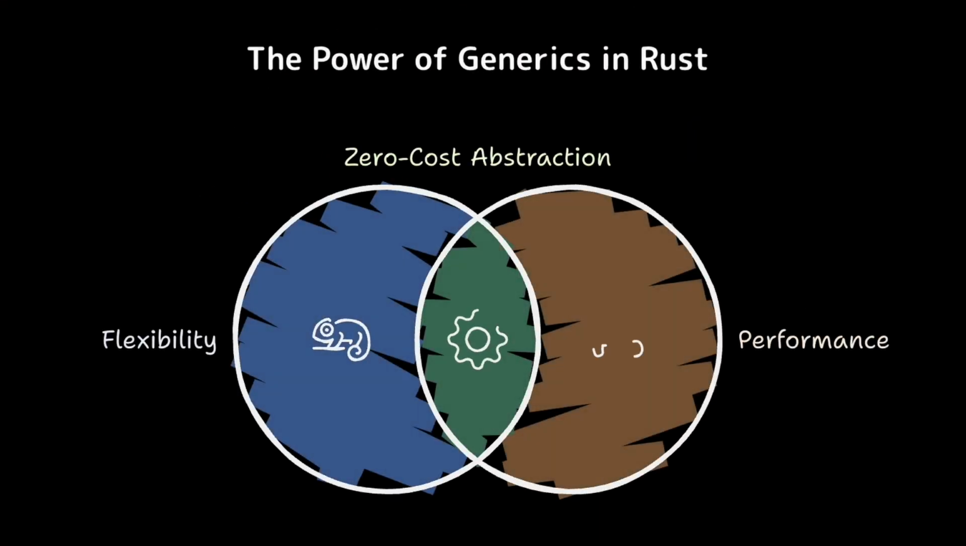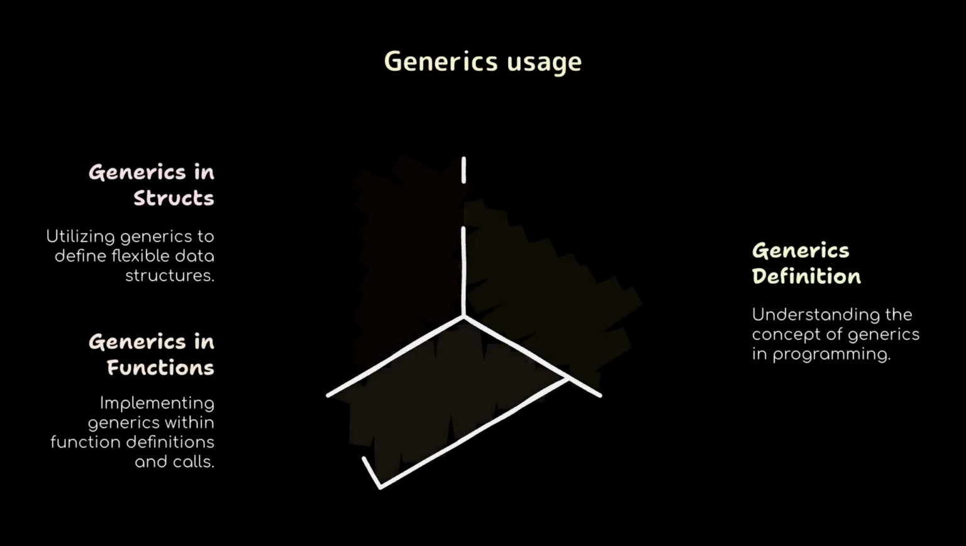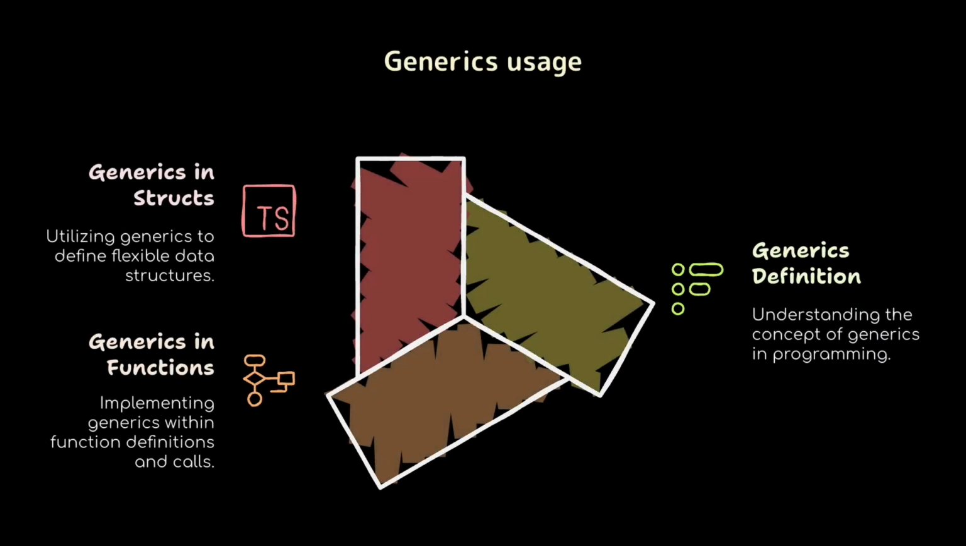Generics in Rust is all about zero-cost abstractions, giving you flexibility without sacrificing performance. Let's learn what generics are, how to use generics in functions, generics in structs, and even how traits play a role with generics. Let's get coding.